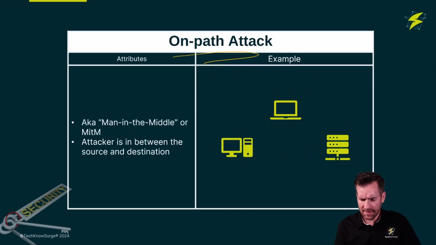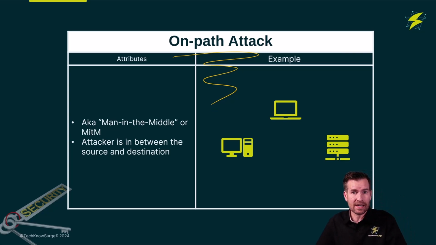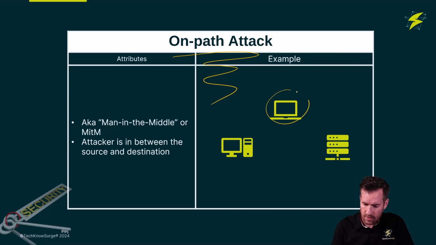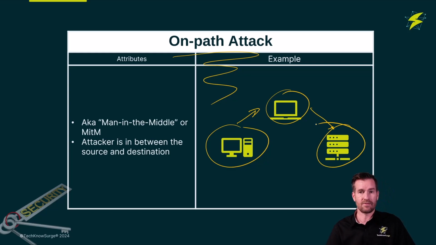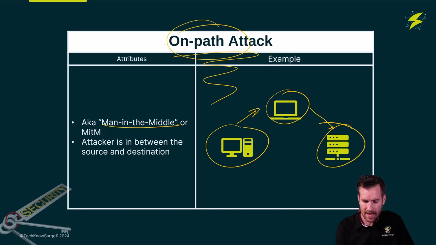An on-path attack is when a machine or an attacker sits in between two devices that are communicating. And so it's different than a packet sniffer or a network sniffer. In this case right here, we have a machine that's not just listening to the conversation going back and forth between these two devices. Instead, the communication is actually being sent through this device right here. Hence the name man in the middle or on path. Man in the middle is another term for this.